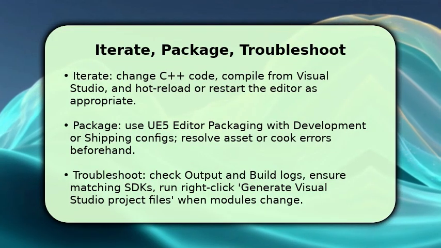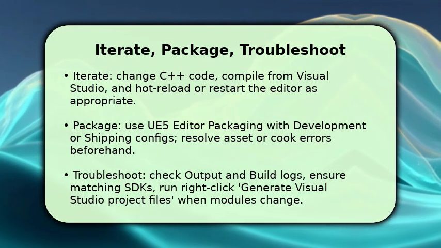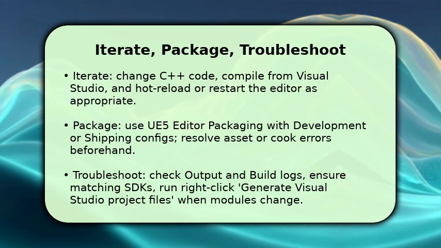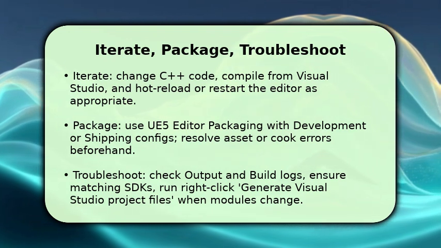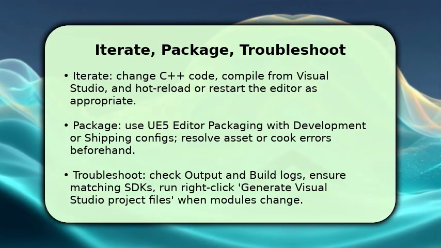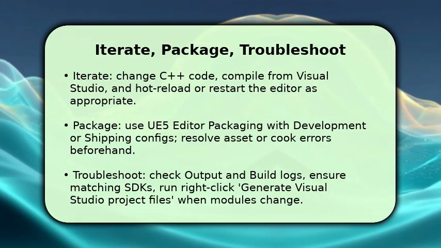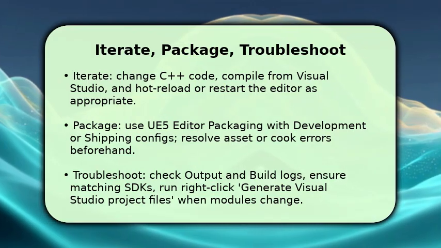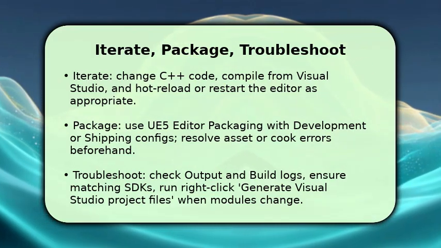If things go wrong, consult the build and output windows, verify Visual Studio and Windows SDK versions match Unreal's requirements, and regenerate project files after module edits. This single troubleshooting step, regenerate project files, often resolves linker and missing symbol problems.